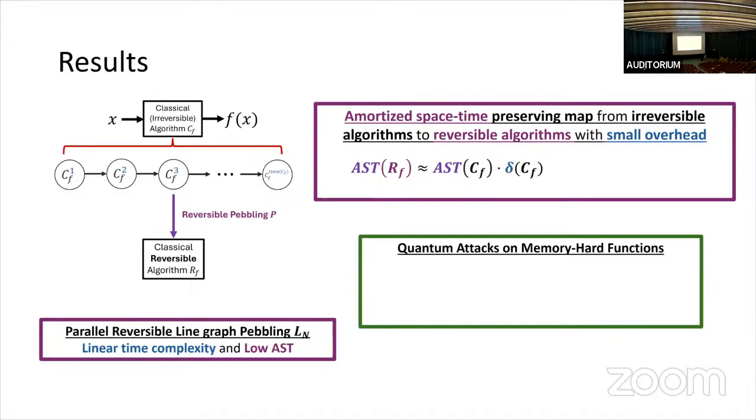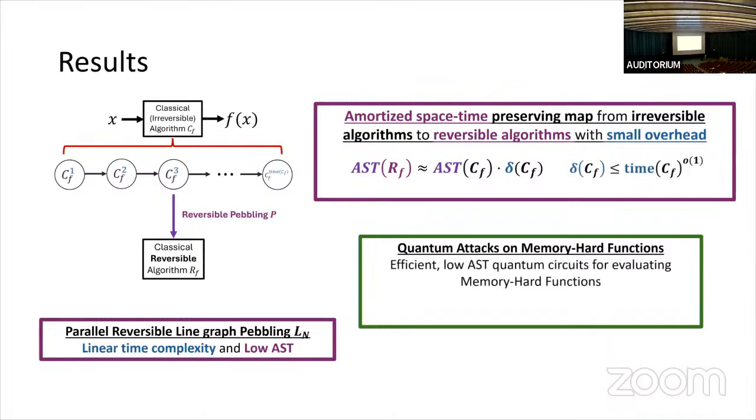The last thing is that we provide quantum attacks on memory hard functions. Memory hard functions are a cryptographic primitive used for storing passwords. Its security is brought by its high amortized space-time complexity. So the idea is that now we can port over all of the attacks that we've studied before, and now we can have efficient amortized space-time complexity quantum circuits for the attacks, meaning we can employ pre-image search and so on to defeat the primitive.